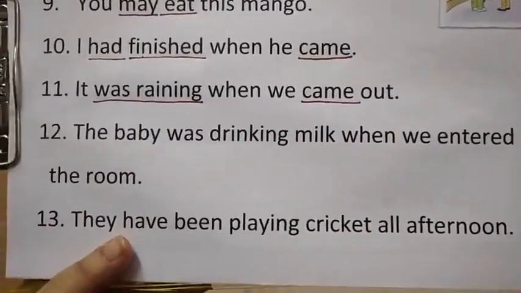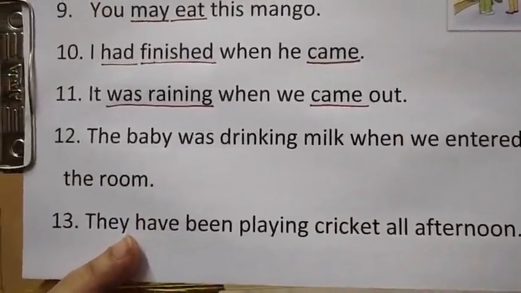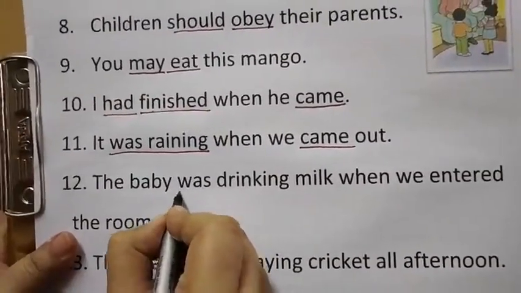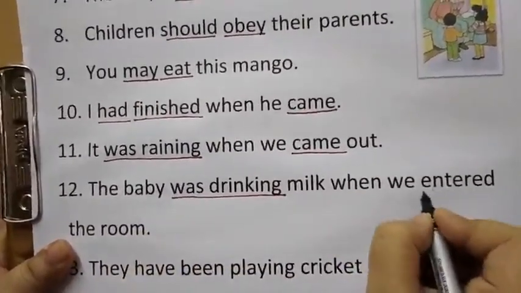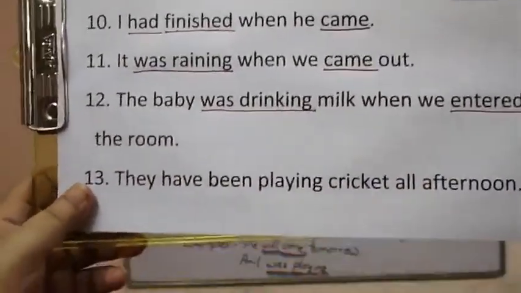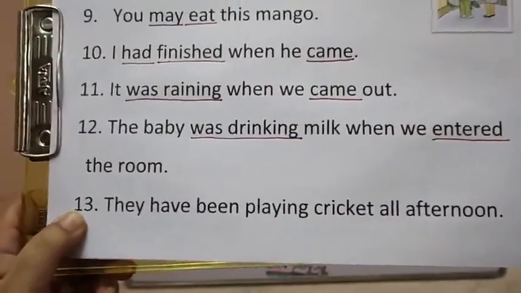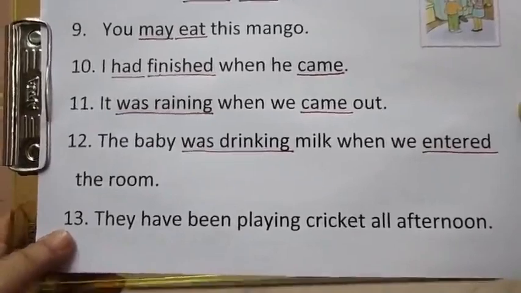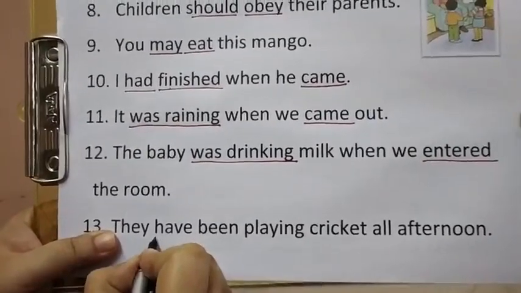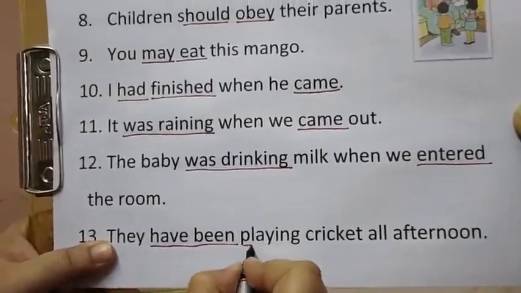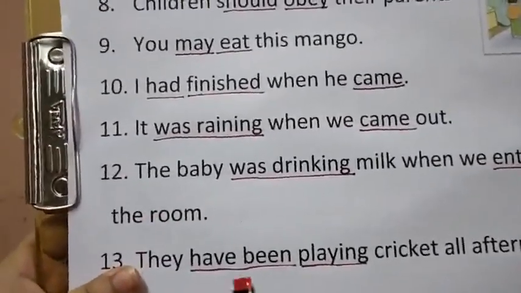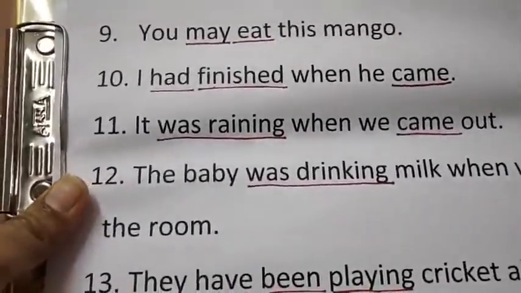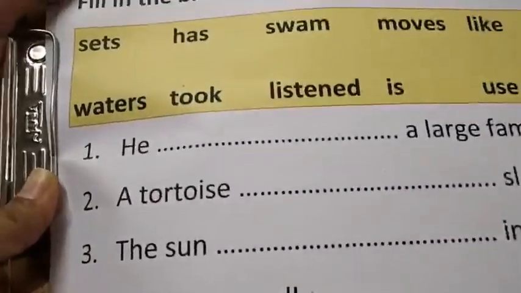12th part, the baby was drinking milk when we entered the room. Similarly, again, there are two answers, that is, was drinking and entered, as two actions are performed. 13th part, they have been playing cricket all afternoon. So here, students, the helping word is have been and the main verb is playing. So here the answer is have been playing. I hope you understood both the questions. Now come to the last part.